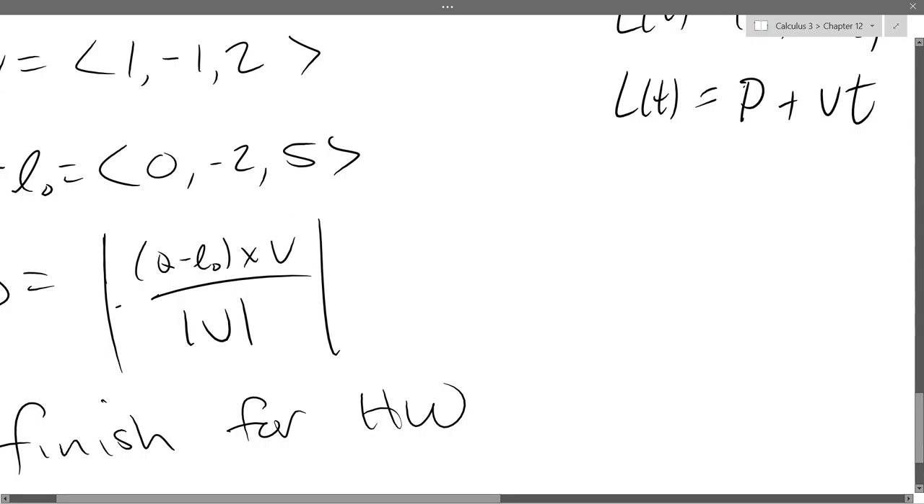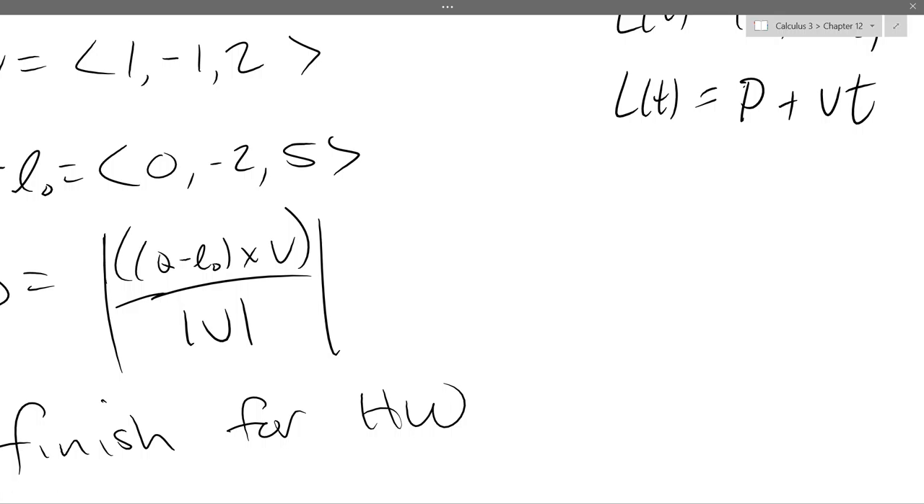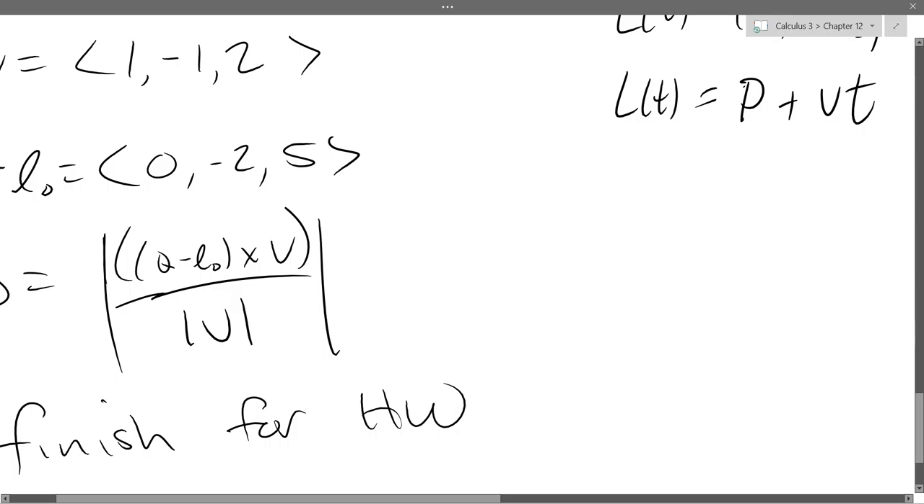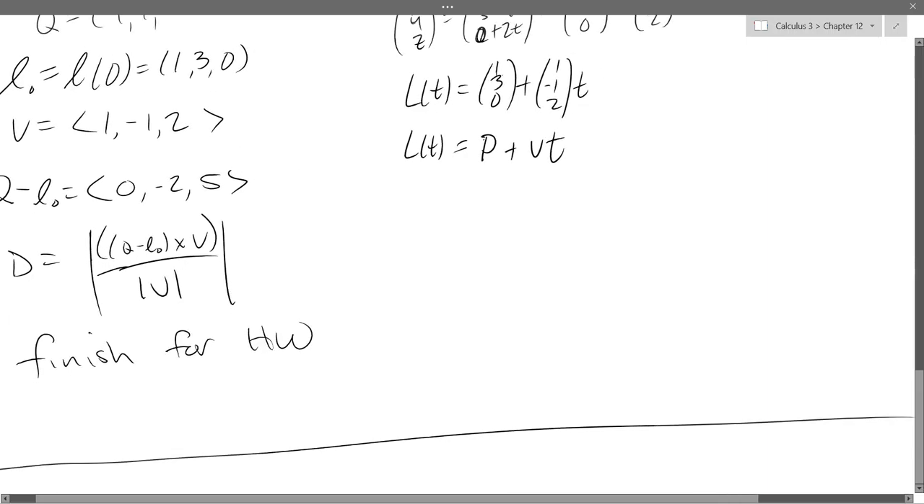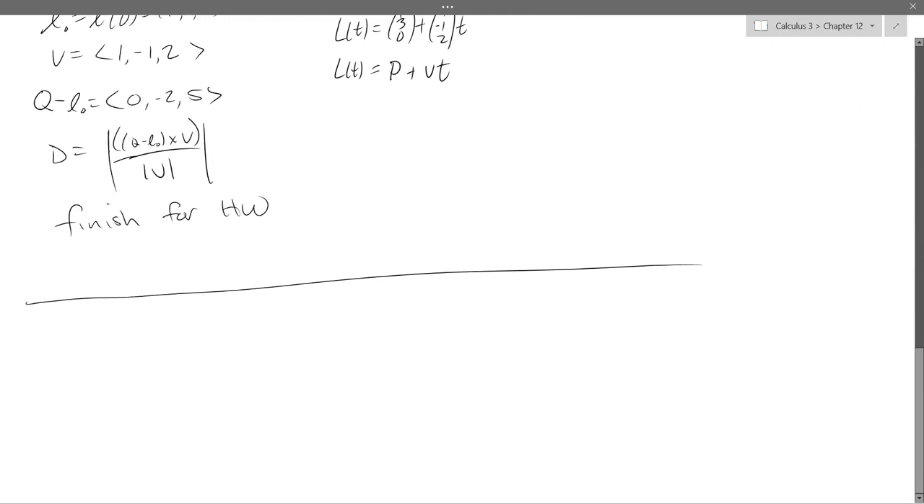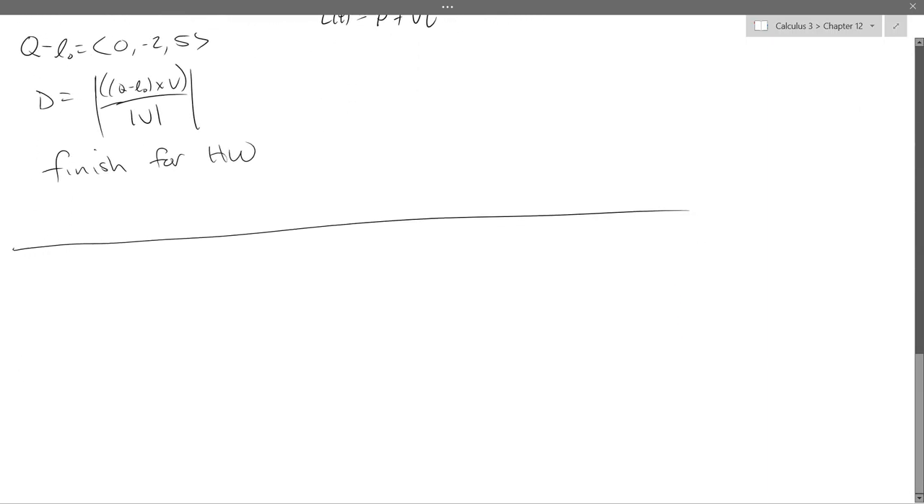Uh-oh. Wait, what is wrong? Something's messed up. Oh, no, it's okay. I was worried we were dividing a vector by a vector. But this is not a vector divided by a vector. So if I parenthesize a little bit more than I need to, what is the numerator, vector or scalar? So I got a vector cross another vector. What is that? Vector. What is the denominator? Scalar. So I'm going to take a vector divided by a scalar. I was worried it was vector divided by vector, but it's not. You can't divide vectors. There's two types of products, cross product, dot product, but there's no division.